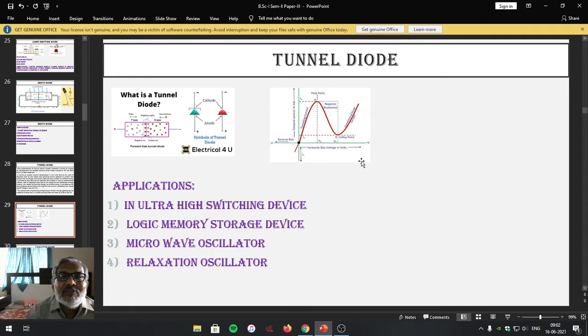In this particular graph, what does the graph represent? This is the nature of the graph of the current passing through the p-n junction tunnel diode and the voltage developed across it. It has peculiar characteristics that I will explain. In reverse bias condition, this is what is represented small, but it is not operated in the reverse bias condition. In forward bias condition, when voltage is 0, current is 0. When voltage increases, current also increases. Look at here.